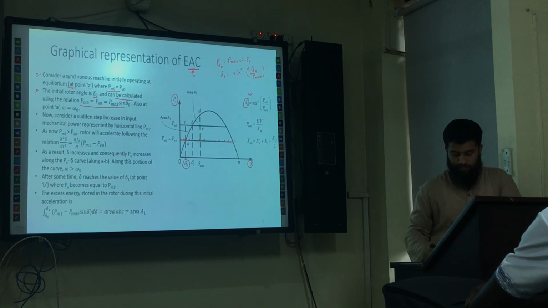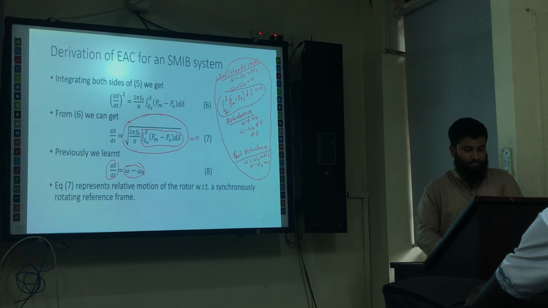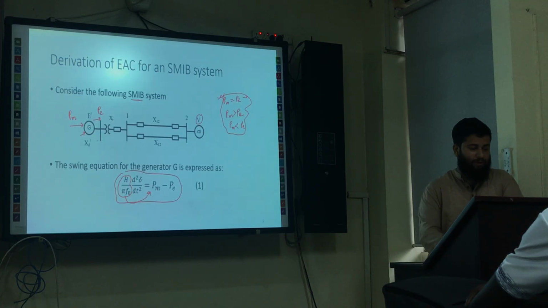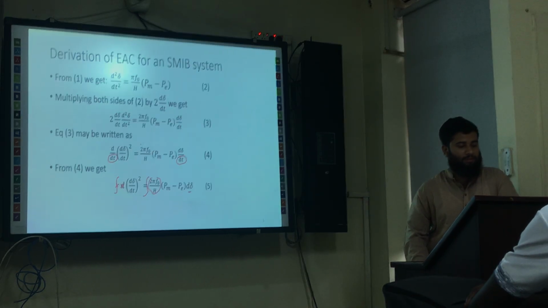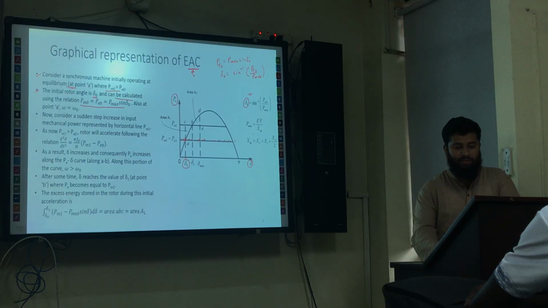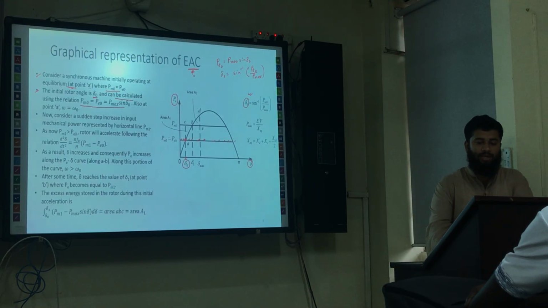What is x equivalent? This is your SM prime system, and you can calculate the x equivalent from here: the addition of this, and the parallel combination of this. The parallel combination of these two will be x1,2 over 2, because these two values are the same. So the addition of this and this will give you the x equivalent. Also in the last class, while solving example 11.2, we saw how we can calculate the x equivalent. So this is the x equivalent: xt dash plus xt plus x1,2 over 2.